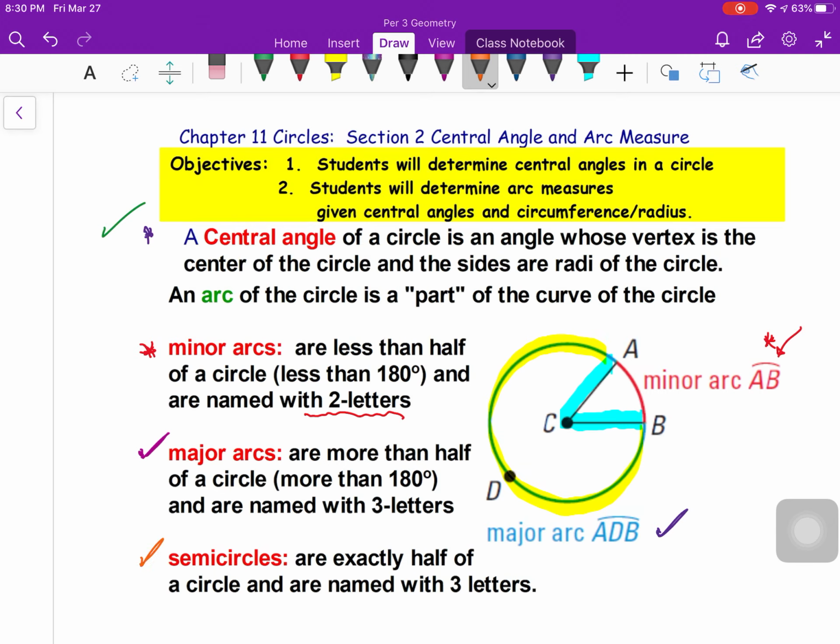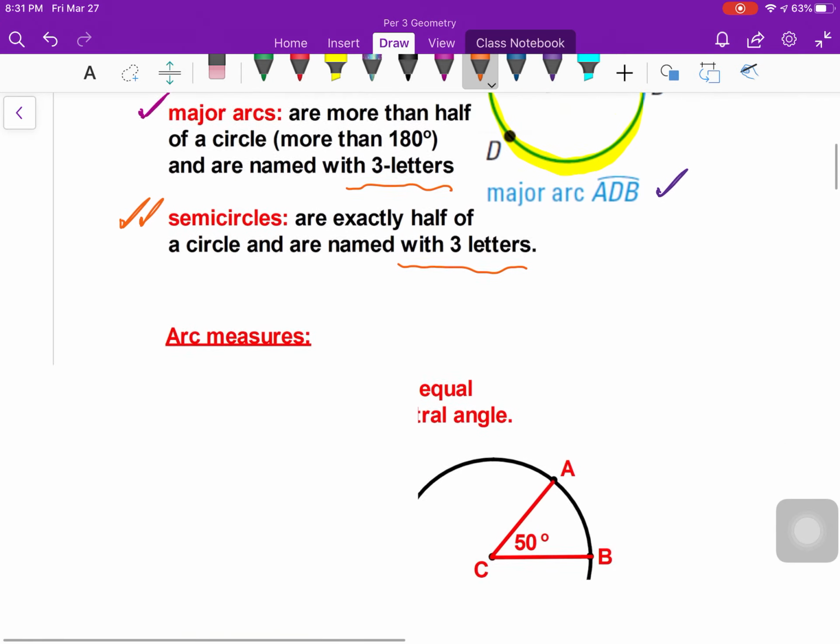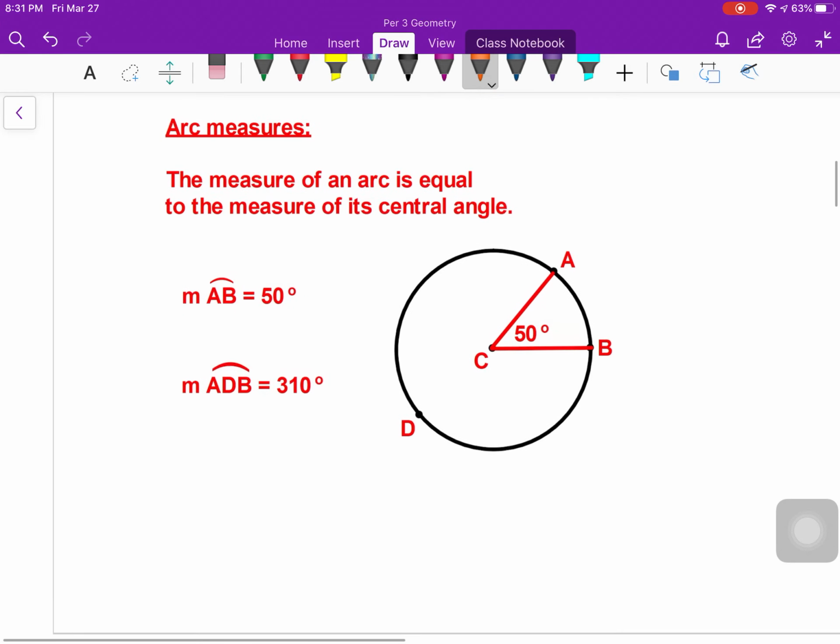And then finally, the last type of arc that we learned about in the previous section was a semicircle. Remember, a semicircle is exactly half of a circle. In degrees, that would be 180 degrees, and it's also named with three letters. So major arcs and semicircles are named with three letters. Minor arcs are named with two letters, all of which have to have the arc symbol over the top.